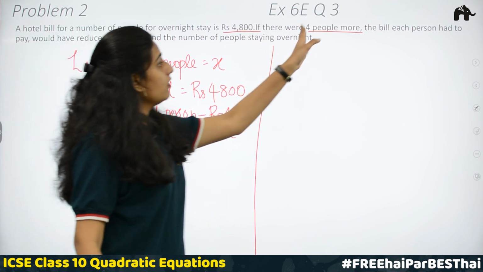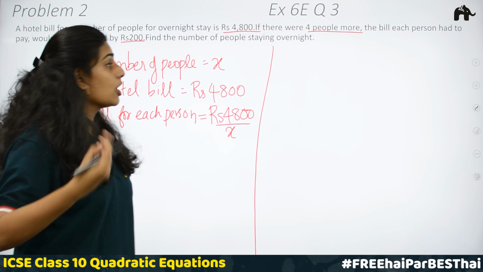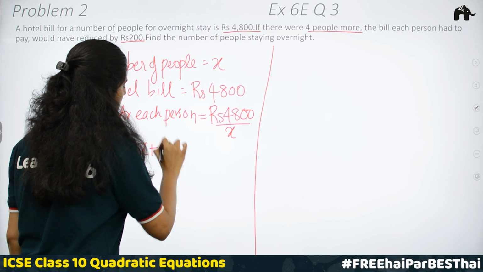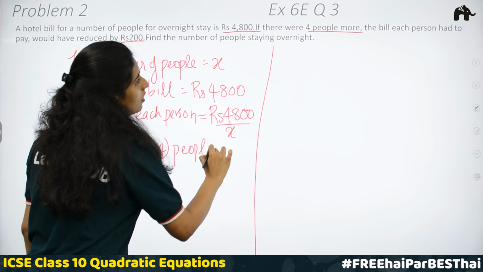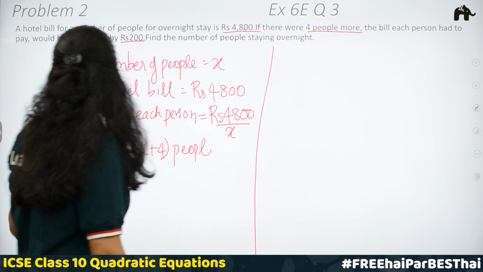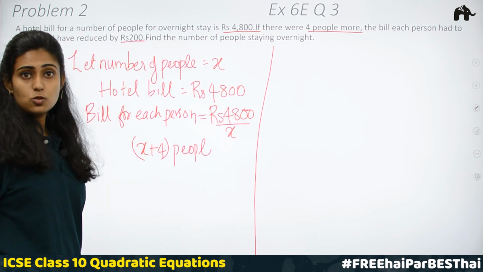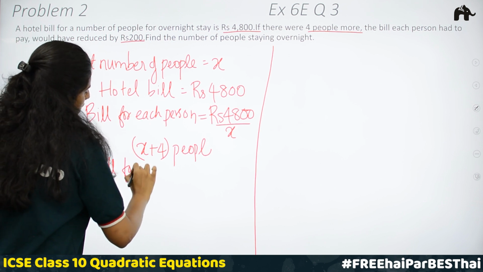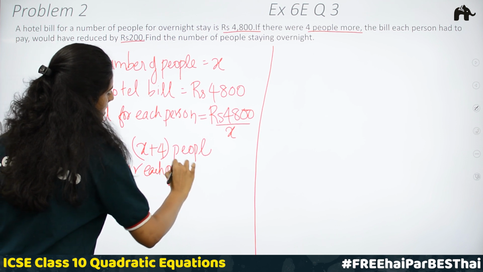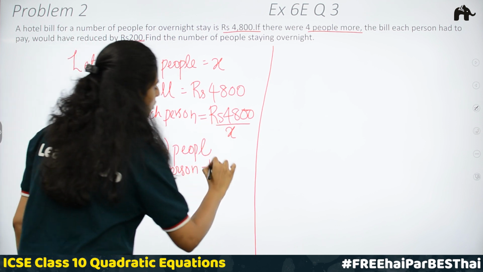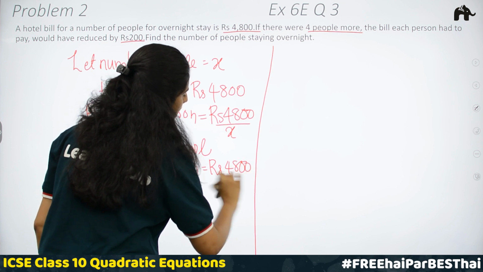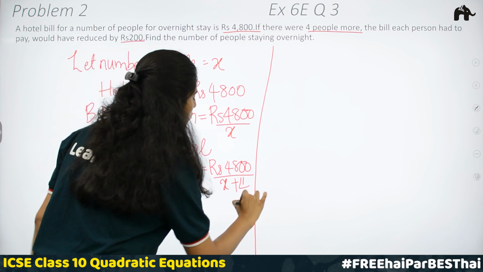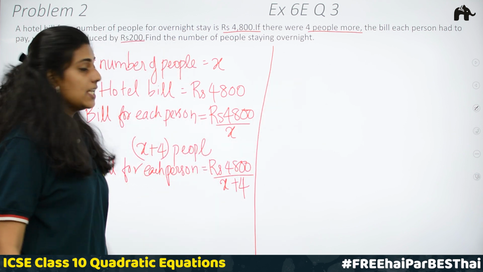Now, if there were 4 people more, what is the number of people then? 4 people more, x plus 4. If there were x plus 4 people, the bill each person had to pay would have reduced by rupees 200. Bill for each person in this case will become equal to rupees 4,800 divided by x plus 4. 4 persons more, x plus 4.